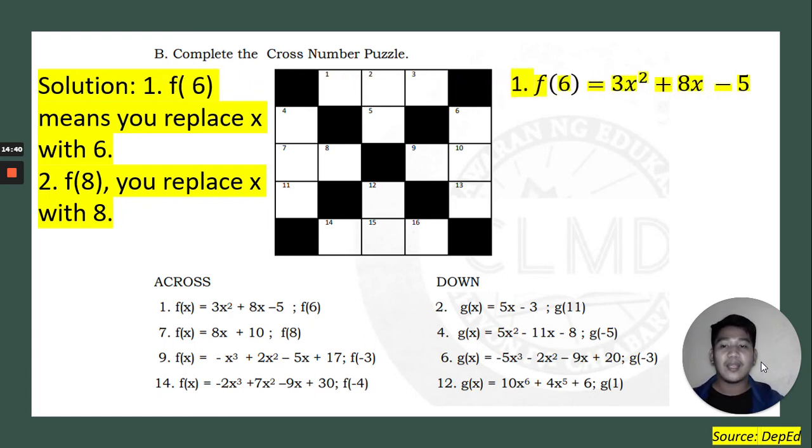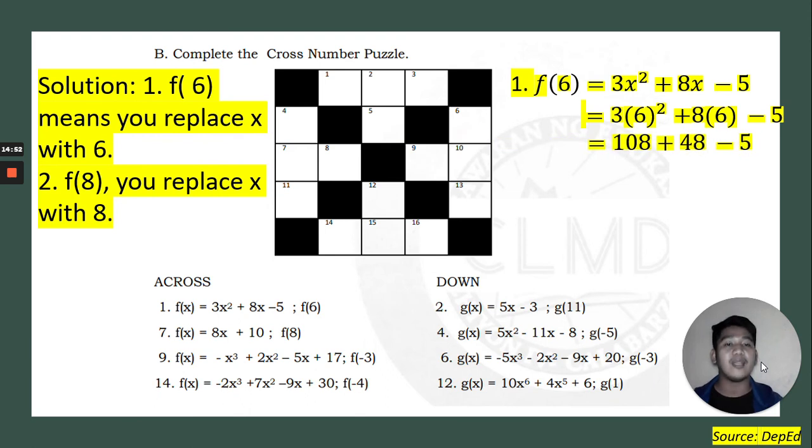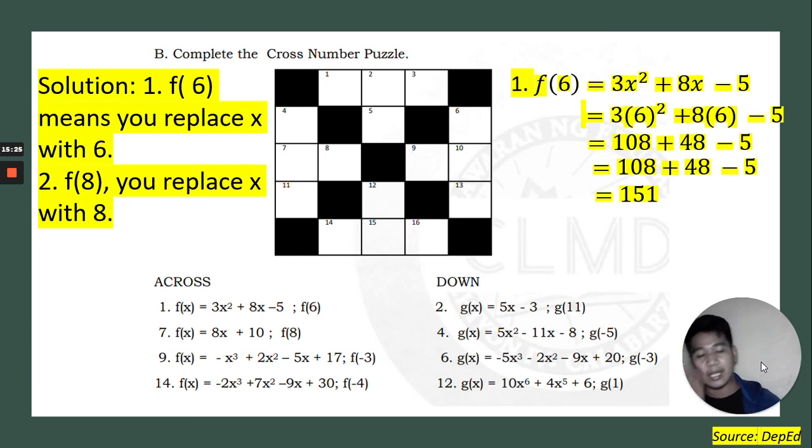Given f of x, I just replace x by 6. So it will become 3 times 6 squared plus 8 times 6 minus 5. Simplifying it, I will get 151. So across, we have a 3-digit number, 151. Just write it inside the cross number puzzle, 151, and then evaluate everything and you will get the answer. But there's a correction in number 6 and 9. I forgot what's wrong there, but it's either 6 or 9. I don't remember.